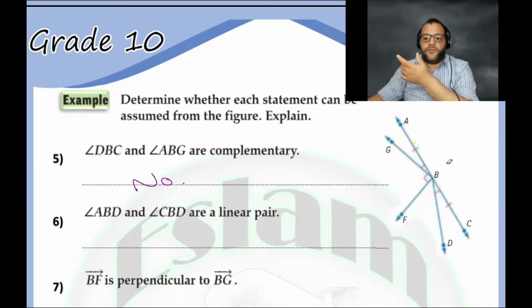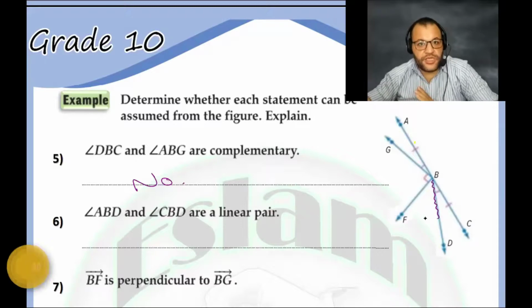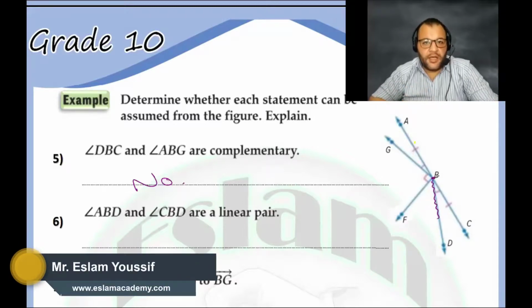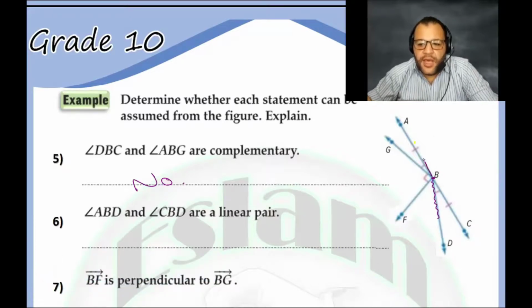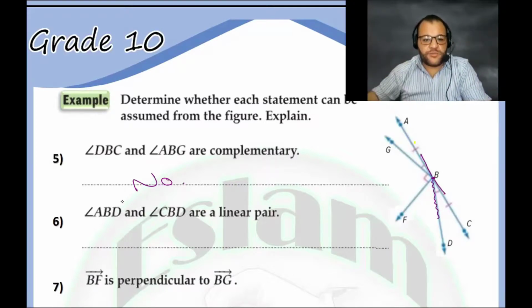Why? Because we have a common side which is BD, and a common vertex which is B. It means we have adjacent angles. Look at the non-common sides, which are BA and BC. They are forming two opposite rays. Because they are forming two opposite rays, it means they are a linear pair.